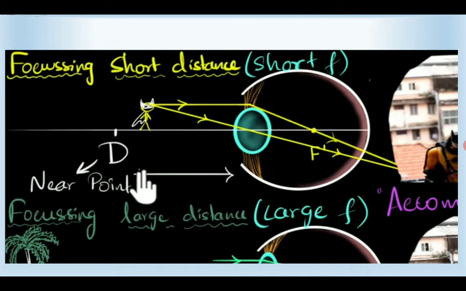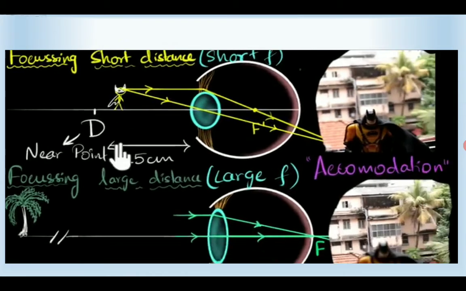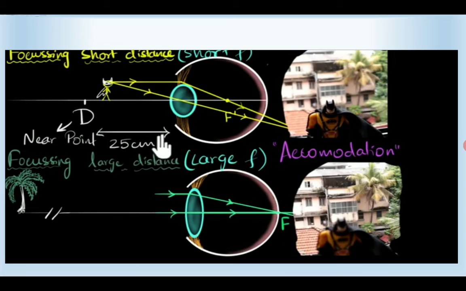The near point distance really depends on a lot of factors, but the average distance we usually take is 25 centimeters. This means any object kept closer than 25 centimeters cannot be focused on our retina. Remember, this is an average distance. It doesn't mean every eye has a near point of 25 centimeters. Some eyes will have smaller than that. Some eyes will also have larger than that.